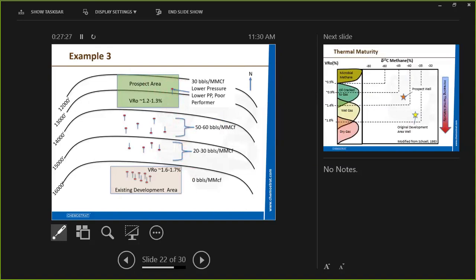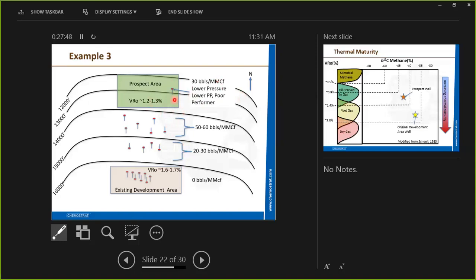Well, maybe that looks pretty good. It's something that you're going to go up there. But whenever you actually drill the well, this well that's here, you only get something like 30 barrels a million. You get lower pressure, lower PFP, lower performance. So that's perhaps an unexpected thing. We went up dip and we had less productivity.